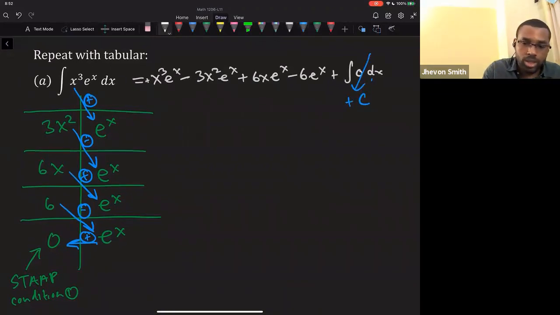So the integral of 0 is just a constant, right? Because the antiderivative of 0 is a constant, because if you differentiate a constant, you get 0. So yeah, you'll notice that that gives you the same answer as before.